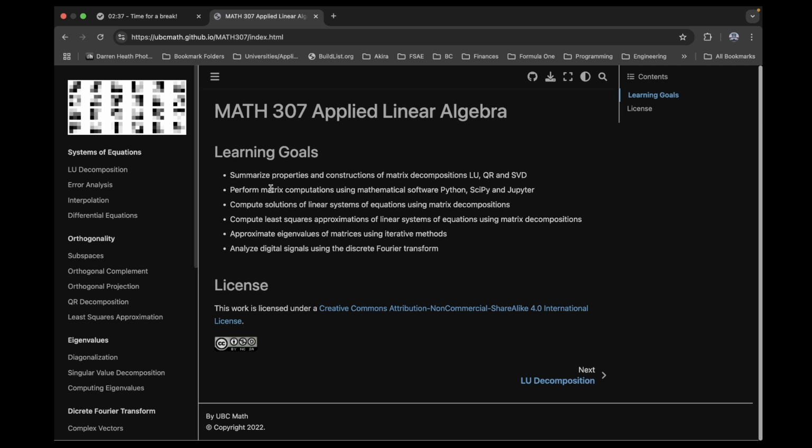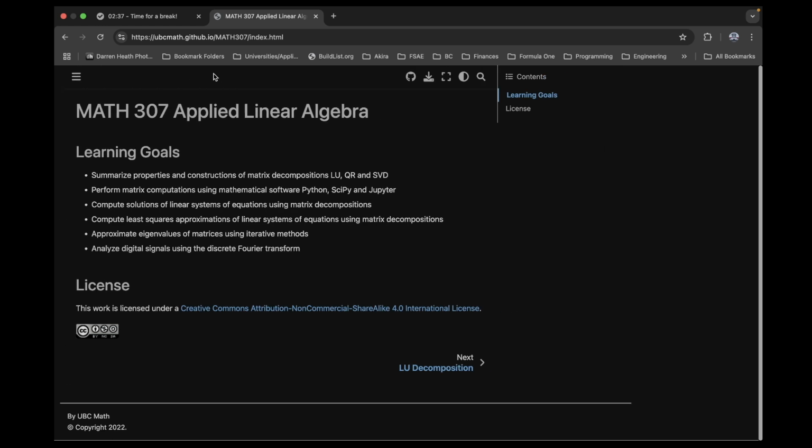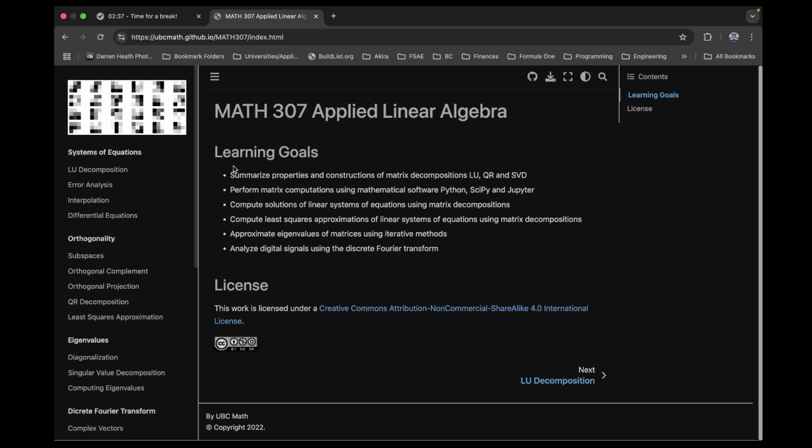So this website is a really pretty one. This is Math 307 Applied Linear Algebra. The learning goals for this course are to summarize properties and constructions of matrix decompositions: LU, QR, and SVD. Absolutely no idea what that means yet.